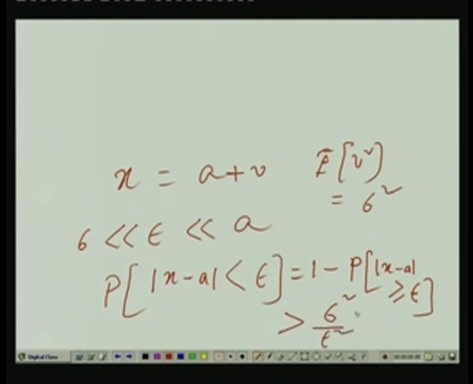And since sigma is much less than epsilon, what it means is that x will be in this range with high probability. The probability of that will be greater than 1 minus this.